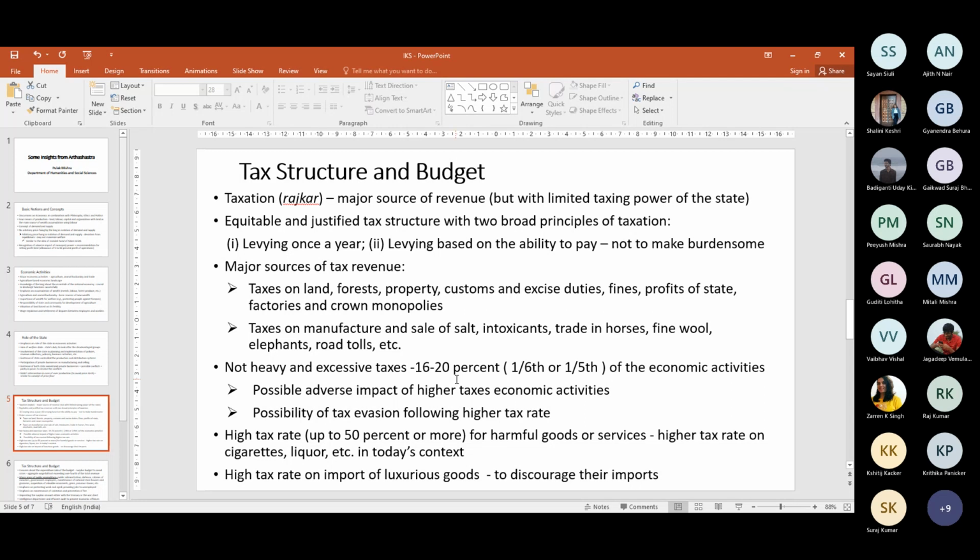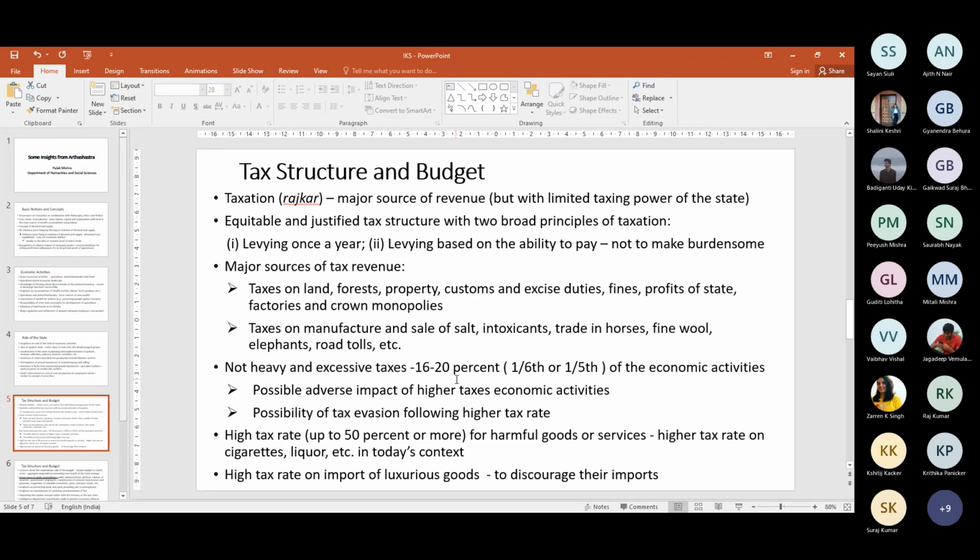In Arthashastra, it was pointed out that tax should be imposed on land, forests, properties, customs, like profit of the state, factories, etc. Then it was also pointed out that, as I said, the tax rate shouldn't be too high.